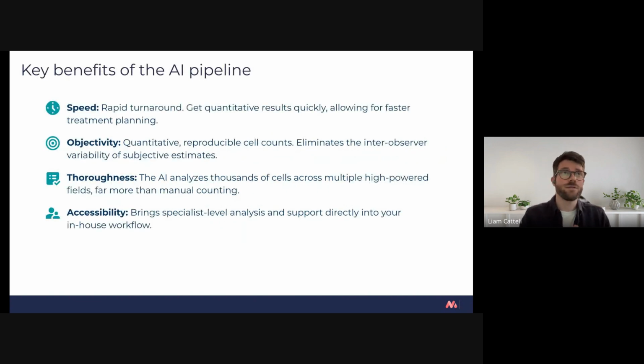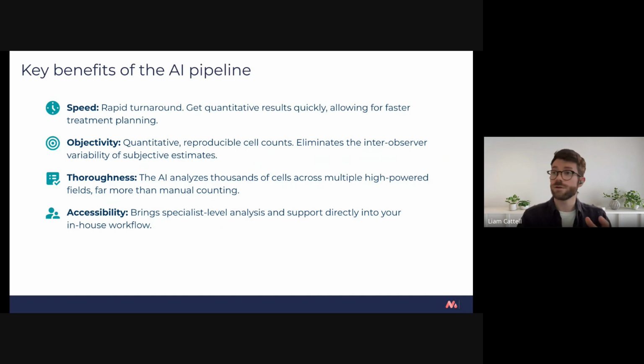I've already said it, but the key benefits of this AI pipeline, the big one is speed. There's rapid turnaround here. You can get quantitative results quickly, which allows for faster treatment planning. Objectivity: by its very nature, the system is quantitative. It gives reproducible cell counts. If you give it the same image over and over again, it'll give you the same cell count over and over again. That eliminates some of the inter-observer variability and subjective estimates.